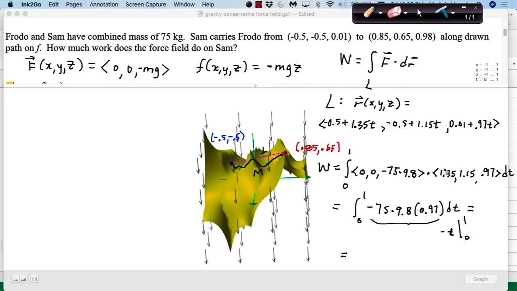Okay, so would you say negative 712.95 joules? Let's go with that. And so what is that? That's the work that the field does on Sam, right? It's the work the field does on Sam. So how much work does Sam do? The positive, right? So Sam does positive 712.95 joules of work.